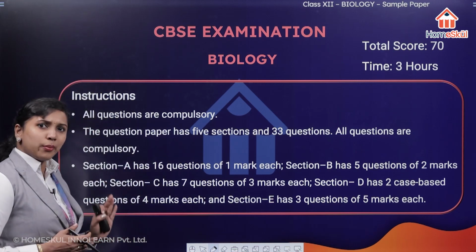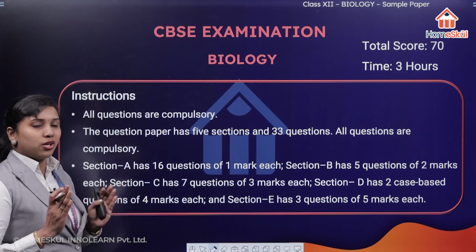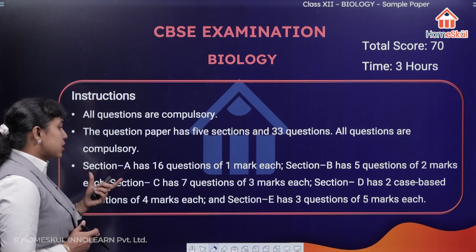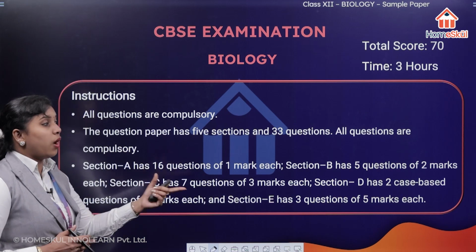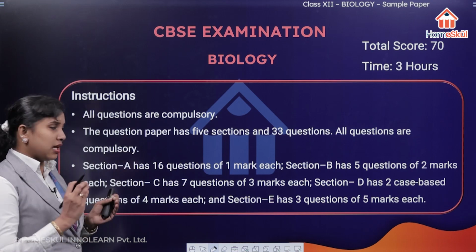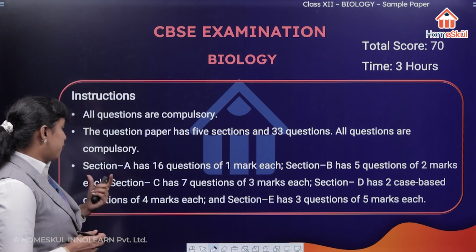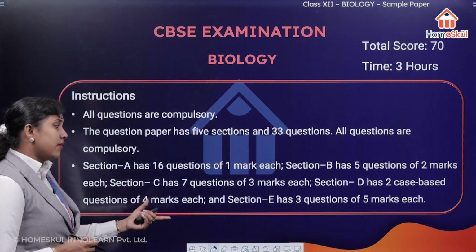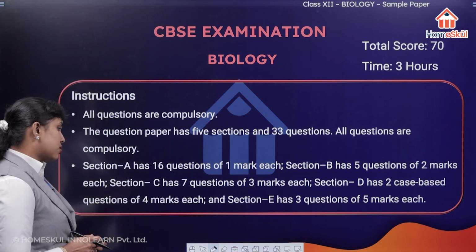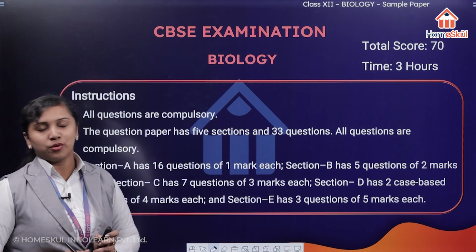All questions are compulsory, and the question paper has 5 sections and a total of 33 questions. Section A has 16 questions of 1 mark each, which may be one-word answers or answers in simple words. Section B has 5 questions of 2 marks each. Section C has 7 questions of 3 marks, section D has 2 case-based questions of 4 marks each, and section E has 3 questions of 5 marks each.